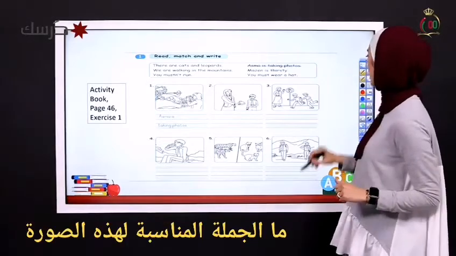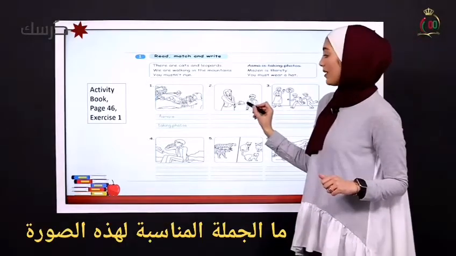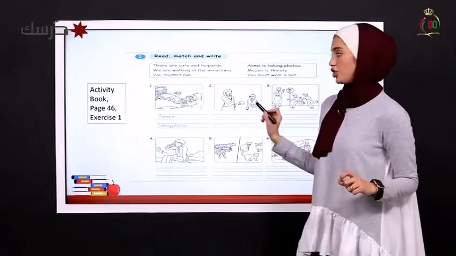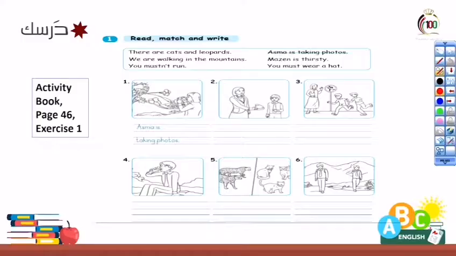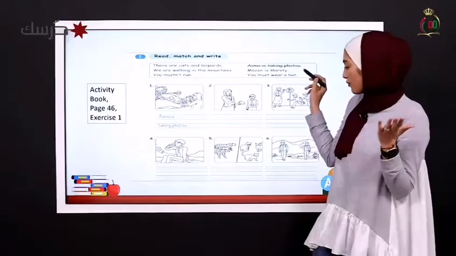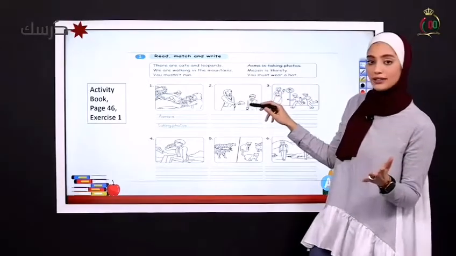Now I want you to look here. What sentence matches this picture? There are cats and leopards? No. We are walking in the mountains? No. You mustn't run? No. Mazen is thirsty? No. You must wear your hat. What do you think? Of course, you must wear your hat.